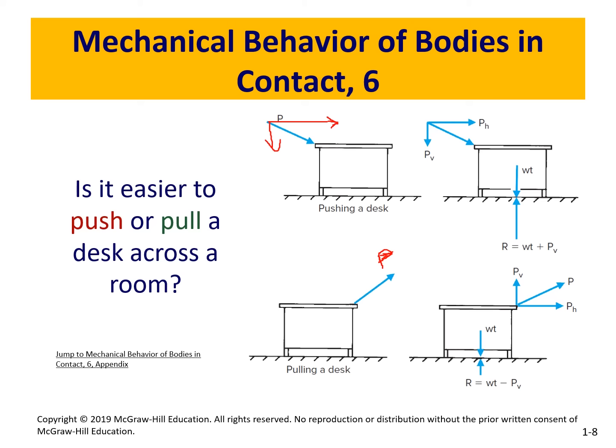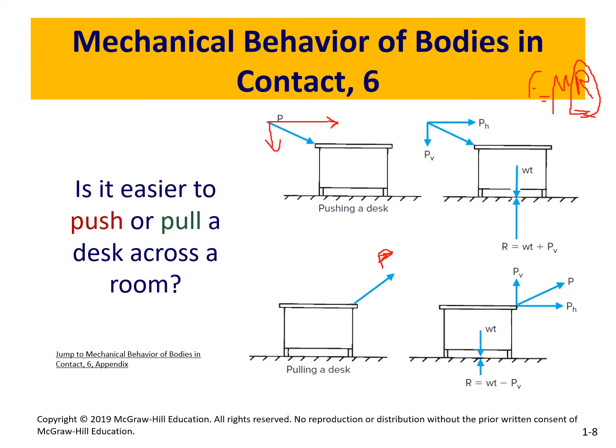Now, remember that the friction force Fr is mu, the coefficient of friction, multiplied by the reaction force. The coefficient of friction is constant if you are pulling or pushing, but the variable is actually the reaction force. So if you are trying to optimize your performance, you want to make sure that R is as small as possible.